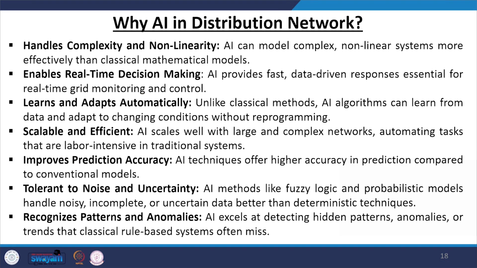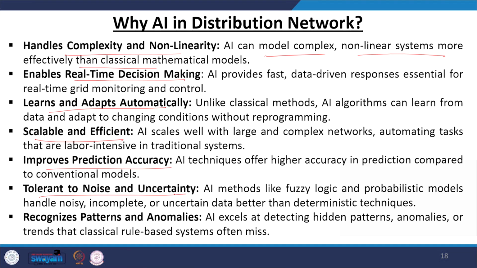So, why AI in the distribution network? It handles complexity and nonlinearity. AI can model complex nonlinear systems more effectively than classical mathematical models, enables real-time decision making, and learns and adapts automatically, as we have already discussed. It is scalable and efficient, with improved prediction accuracy, and tolerant to noise and uncertainty.